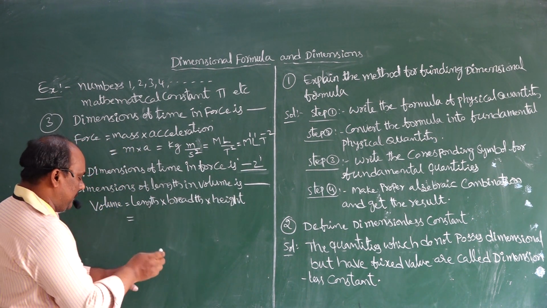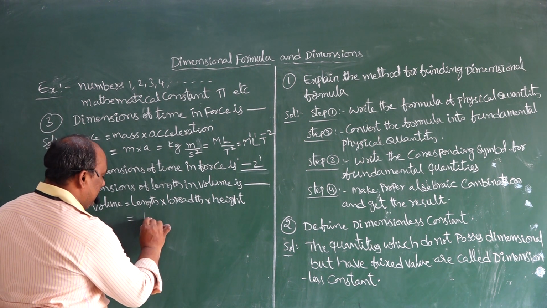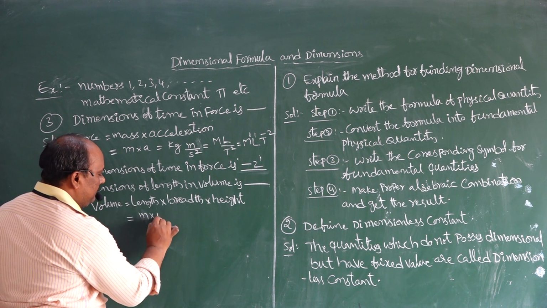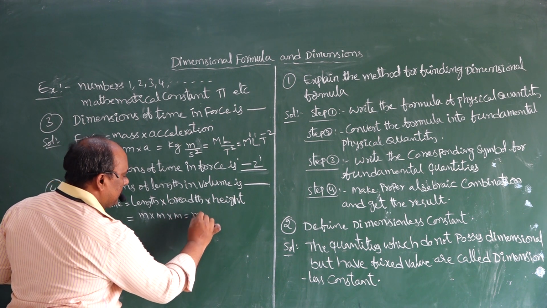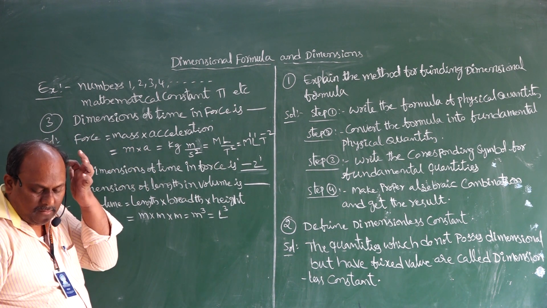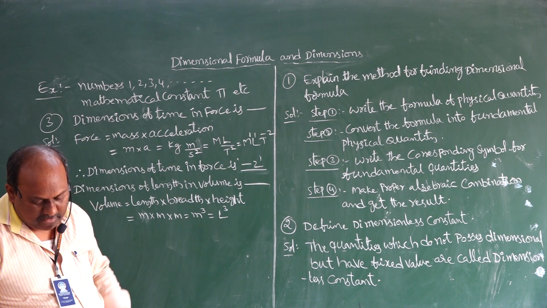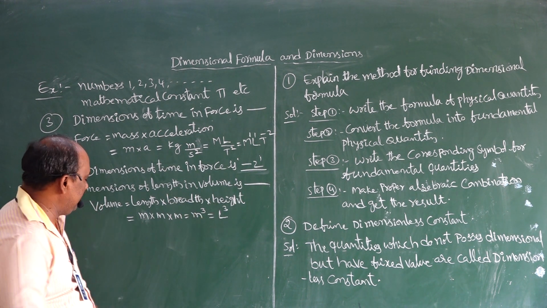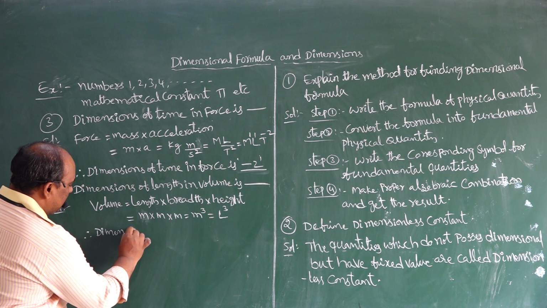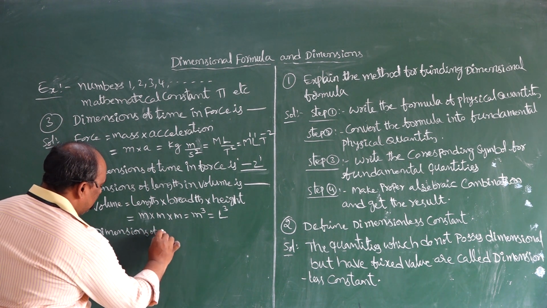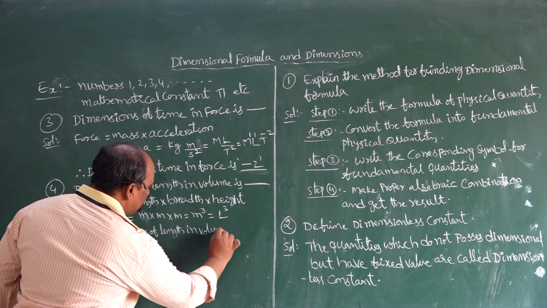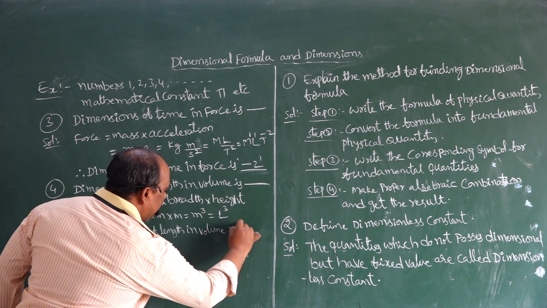Now as we know, length, breadth and height have the same dimensions. Like L into, which means first you write units, meter into meter into meter, which means meter cube, which is equal to L cube. Now, dimensions of length in volume is what? 3. Therefore, dimensions of length in volume is 3. 3 is the answer.